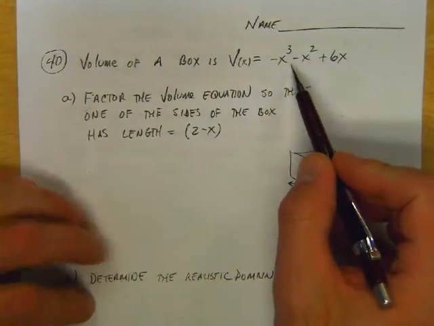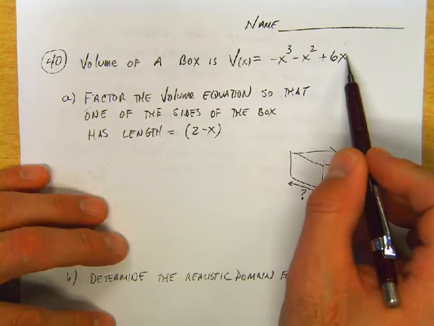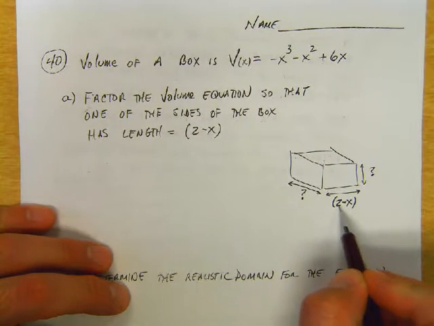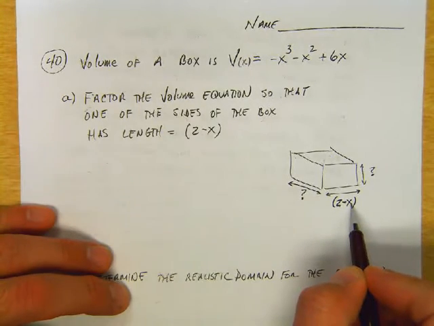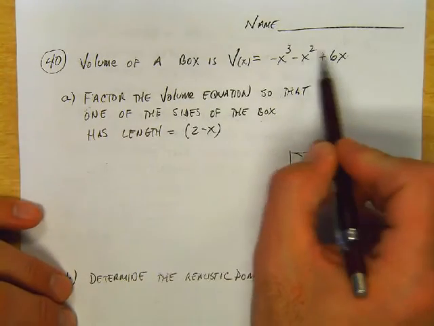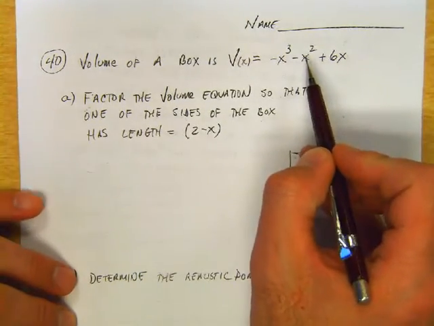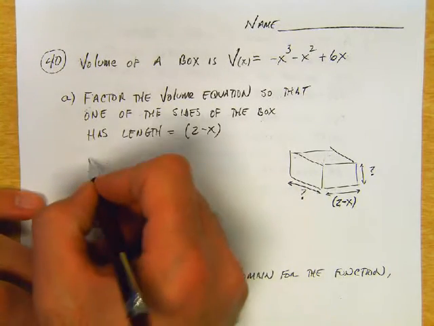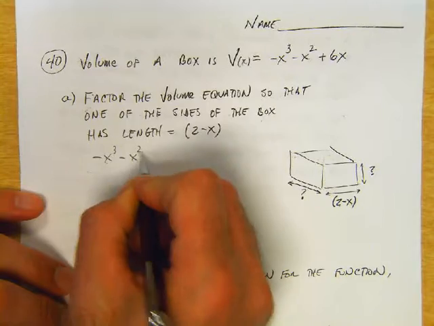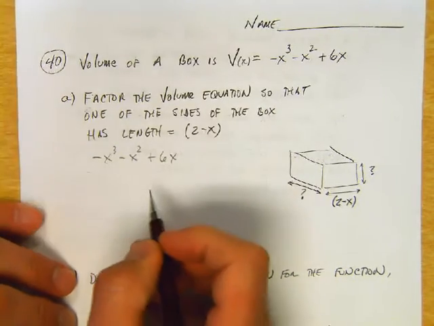Here we go. The volume of a box is given by this polynomial in standard form. We know that one of the sides has this linear binomial as a side. So what we have to do first of all is factor this standard form polynomial. So it starts out negative x cubed minus x squared plus 6x.